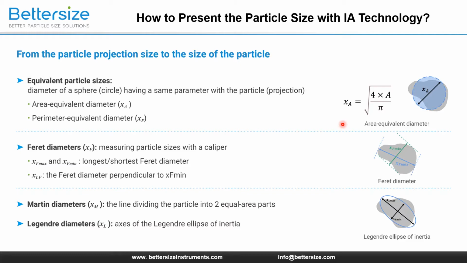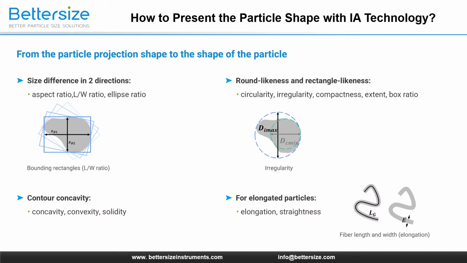Besides, the image analysis method also provides other size parameters based on the particle projections. For example, the Feret diameter, Martin diameter, and Legendre diameters. The Bewischen series of particle image analyzers can offer every parameter we mentioned here. The particle projection not only provides information about the particle size, but also the particle shape. The image analysis method describes the shape of particles in the form of different shape parameters.